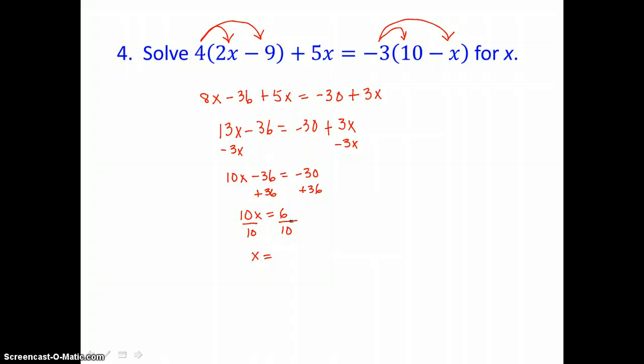Now we want to simplify that fraction. We want to get rid of any factors alike top and bottom. And we know that that factor that we have top and bottom is 2. So if I factor 6 into 2 times 3 and 10 into 2 times 5, I know that this is a form of 1. 2 over itself is 1. So 1 times 3/5 is just 3/5. And again, don't forget, you can check that solution to make sure it's a good solution.